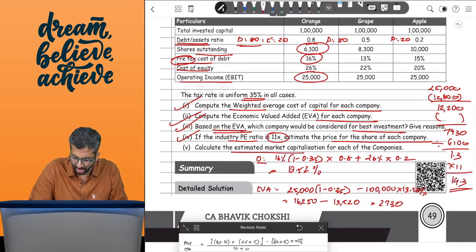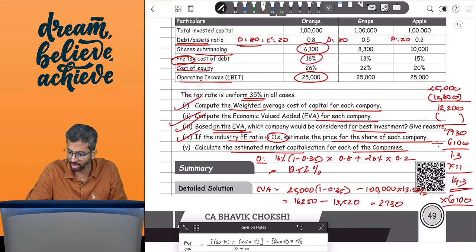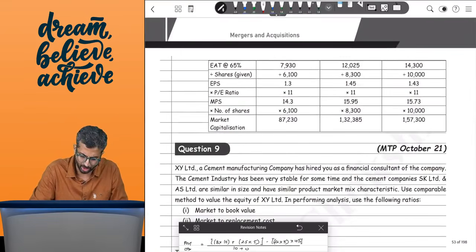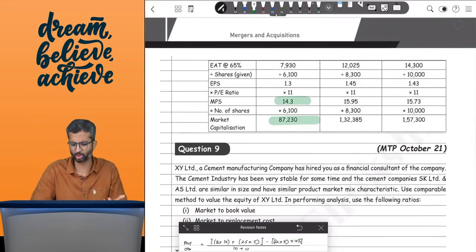Calculate the estimated market capitalization for each company. So you will multiply with the number of shares, which is 6,100, and you will get around 87,230 to be the market cap. So if I go to see 14.3 and 87,230.